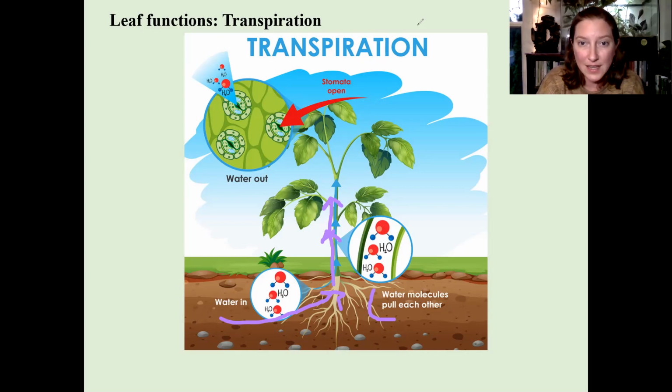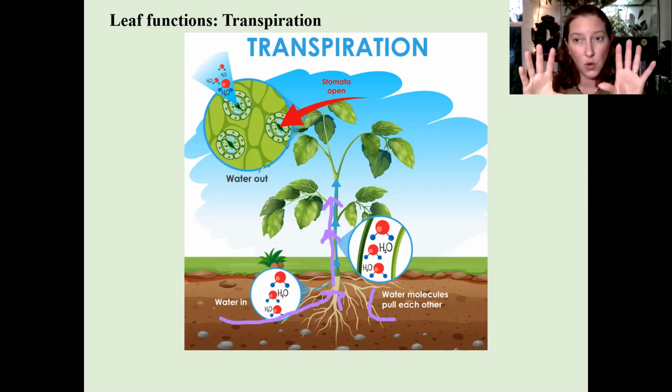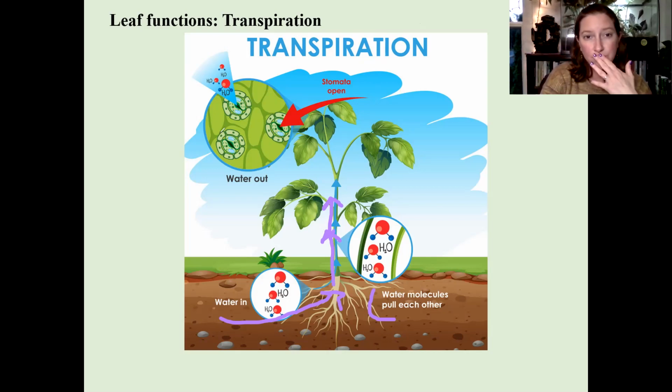So what happens is, and we'll learn about it in more detail later, there are these structures on the underside of leaves. And part of those structures are holes. When those holes are open, water vapor can escape out of the leaves. And what that does is it allows the water to continue up the stem.